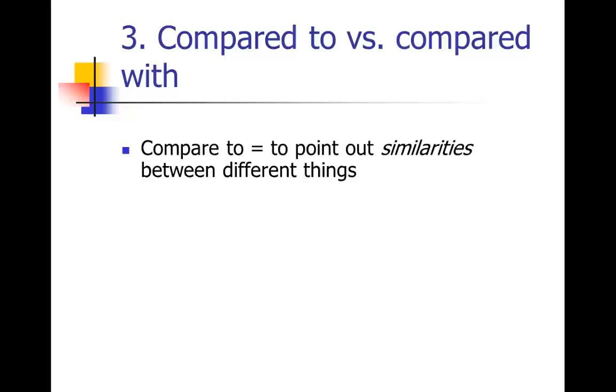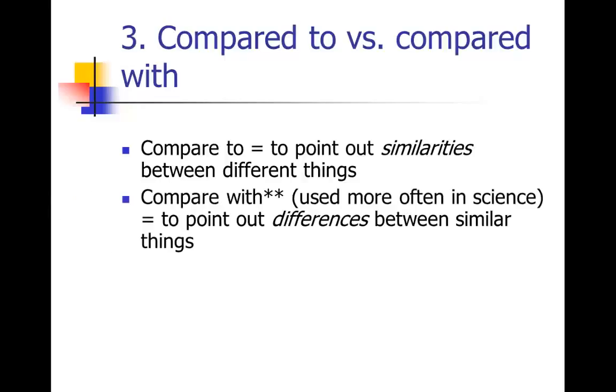So the classic example is, shall I compare thee to a summer's day? So you're comparing a person to a summer's day. Those are things that are very different, and you're trying to find something similar between them. So again, usually only used for metaphors. In the sciences, we almost always want to use compared with. Compare with means that you're pointing out differences between similar things, which is usually what we're doing in the sciences, right? We have two groups of mice. We want to point out what's different between the two groups. So you're probably almost always going to use compared with.